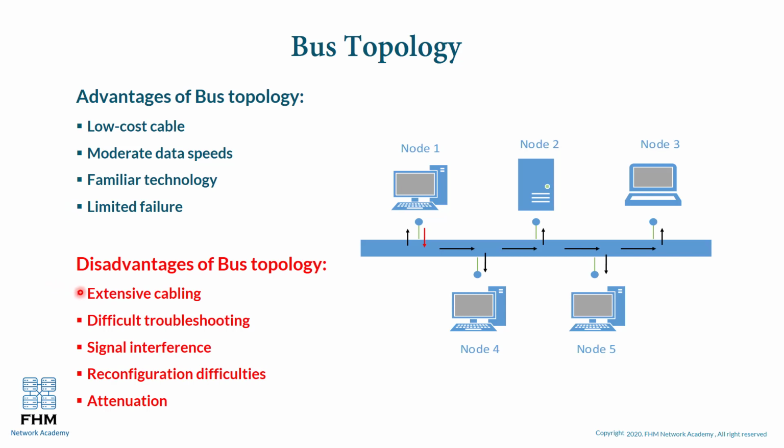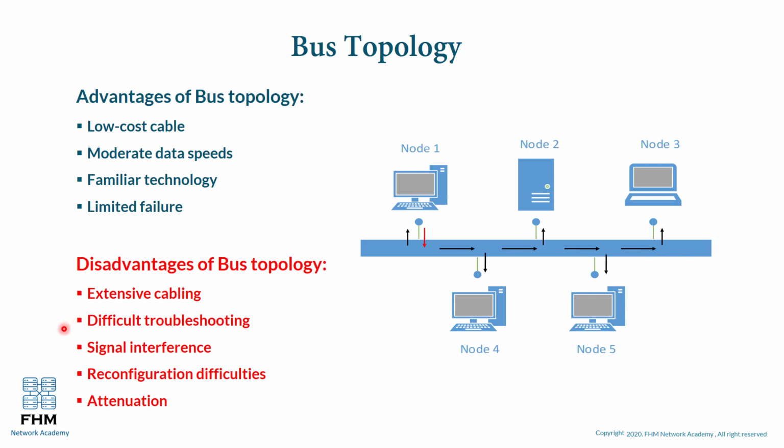First one is extensive cable. The bus topology is quite simple, but still it requires a lot of cable. Difficult troubleshooting is another disadvantage of bus topology. I mean, it requires specialized test equipment to determine the cable fault. If any fault occurs in the cable, then it would disrupt the communication for all the nodes. When I'm talking about the cable, I mean the backbone cable, which all these nodes are connected to.